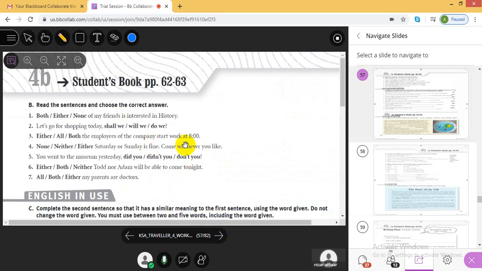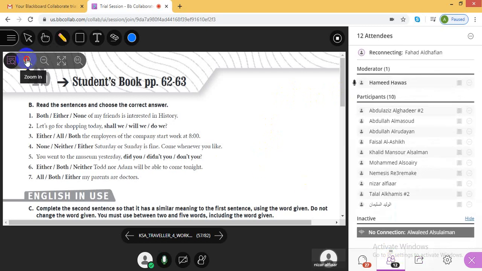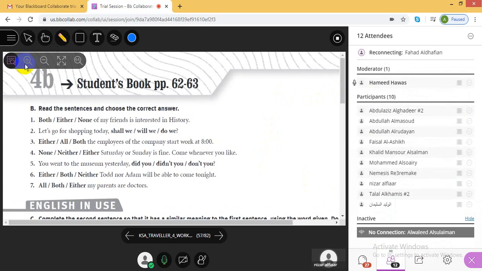Let's come to page 57. If you are opening your student book now, or sorry, workbook, you will open your workbook page 57. Okay, guys, let's come to the first one. It's about question tags, which is the lesson we studied today. Is it okay? Who can answer? Who can answer, guys?